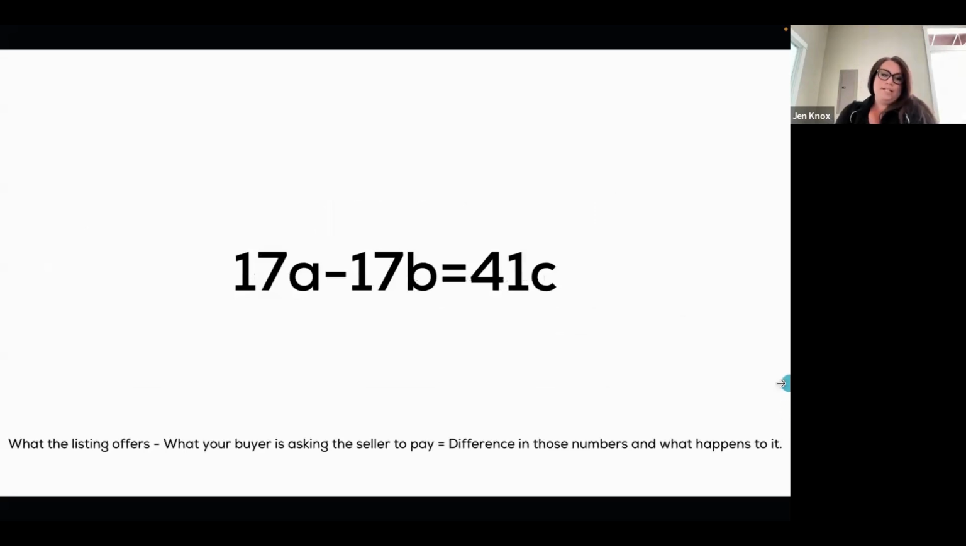So when we negotiate, I came up with this really awesome algebraic problem here: 17A minus 17B equals 41C. 17A is what the seller is offering. 17B is what the seller is going to be paying you. And if there's any difference in that at all, you'll want to make note of that with a 41C.